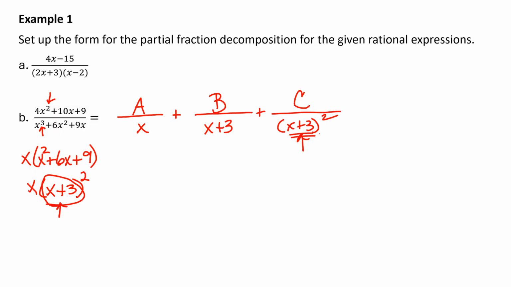But for this particular situation where you have some kind of expression being raised to a power, it's the degree of that expression that matters, not the power. You kind of ignore the power when you're deciding what to put in the numerator. So since this expression x plus 3 is linear, the numerator will be 1 degree less than that, which is a constant. So that's how you would set that one up.